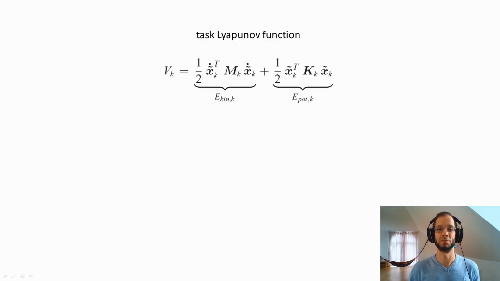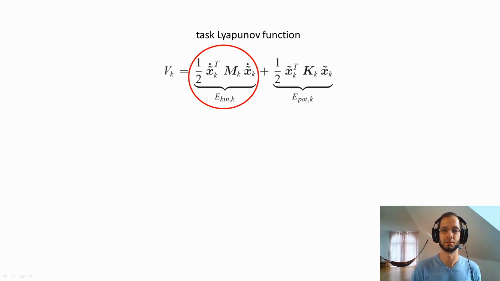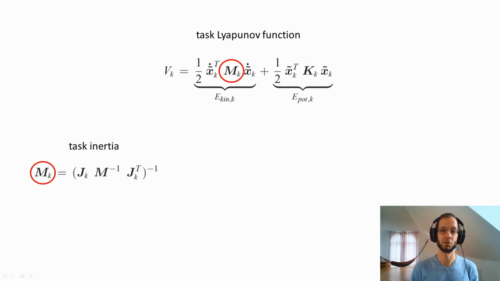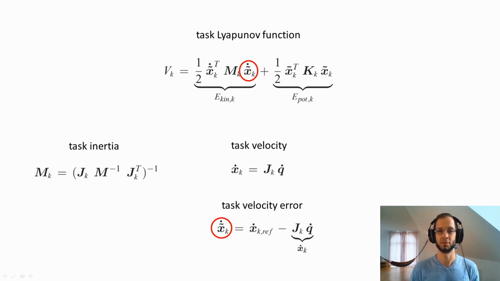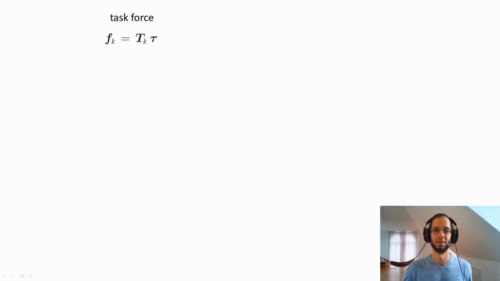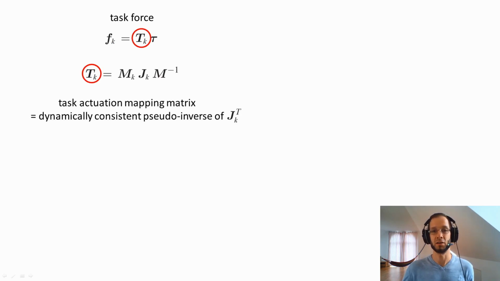For every task, we define a Lyapunov function Vk, which consists of the relative potential and kinetic task energy. Here, Kk denotes a constant task stiffness, Mk is the task inertia, and Jk is the task Jacobian. X tilde dot k is the task velocity error, and X tilde k is the corresponding task position error. Now we introduce the task force, which maps the generalized forces tau to the task space via the task actuation mapping matrix Tk. This matrix can be interpreted as the dynamically consistent pseudo-inverse of Jk transpose.